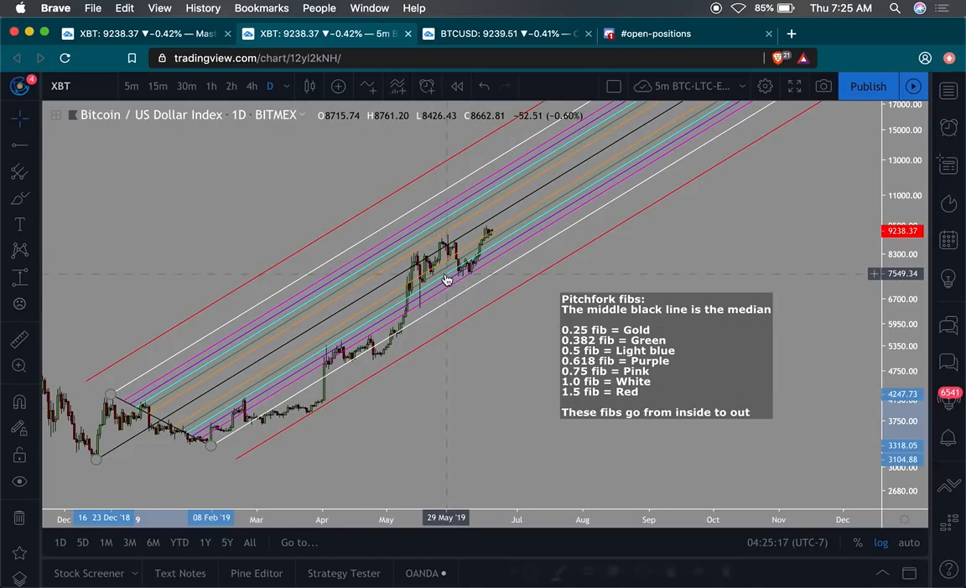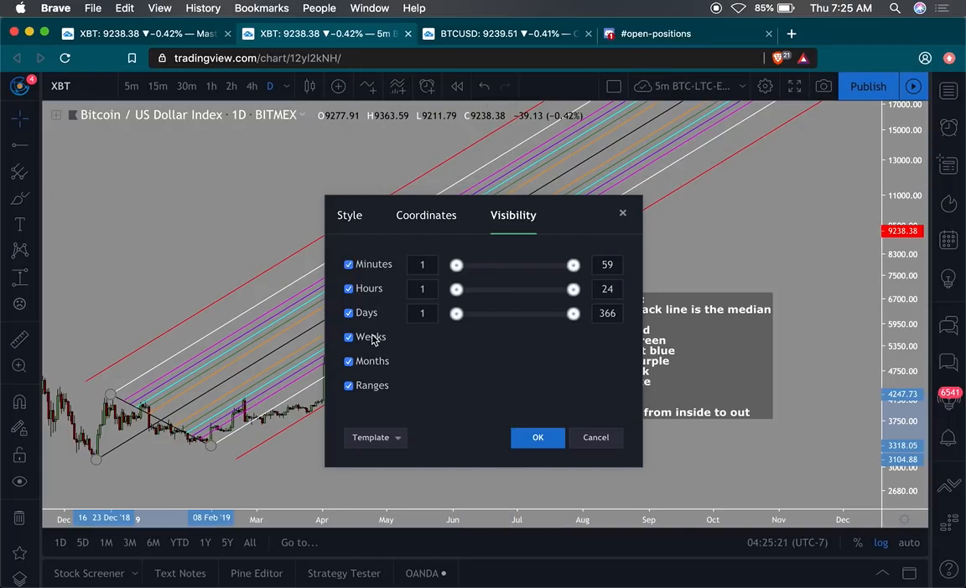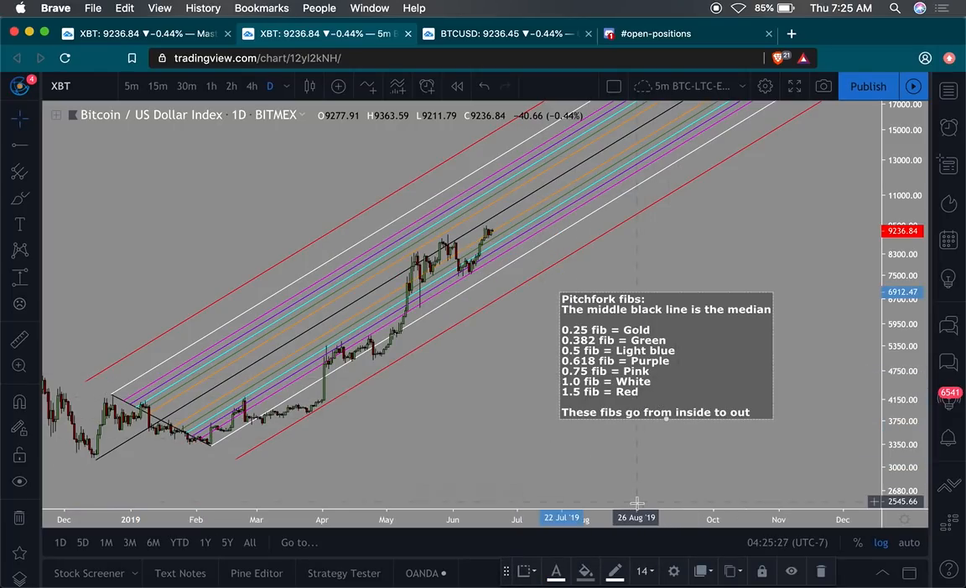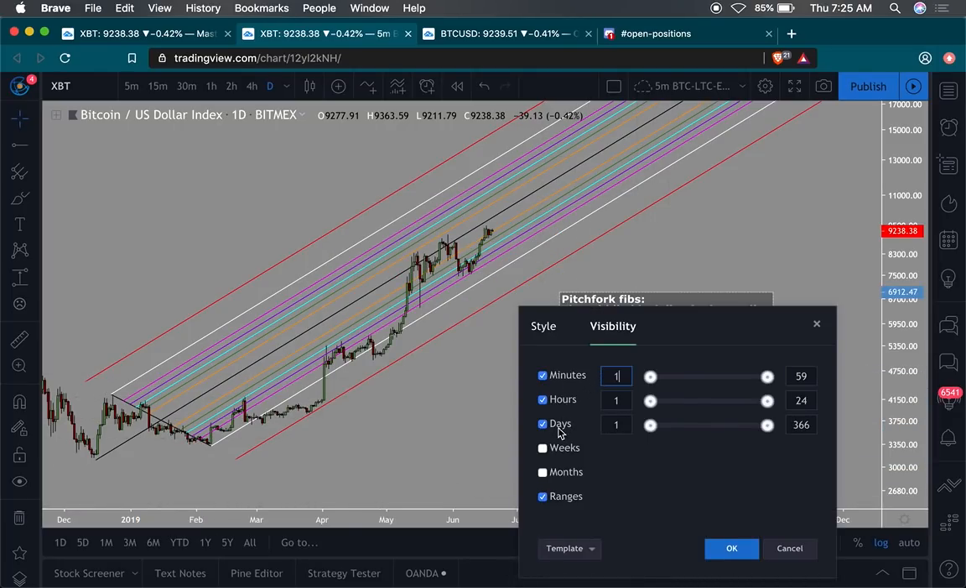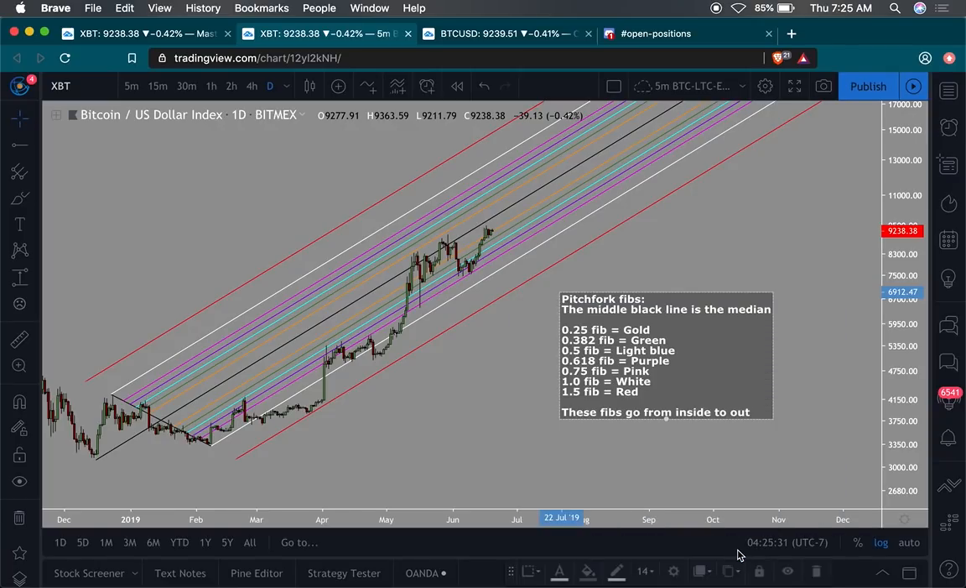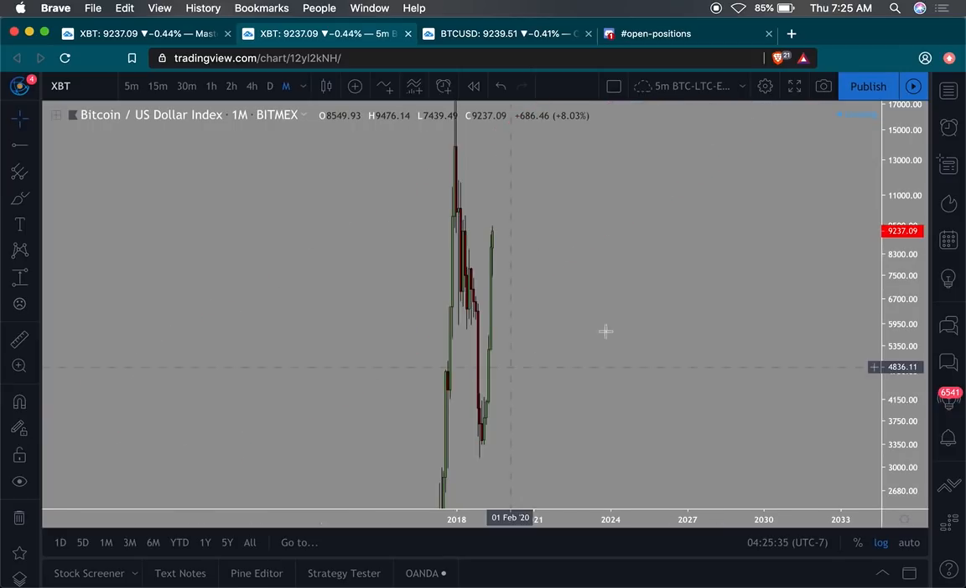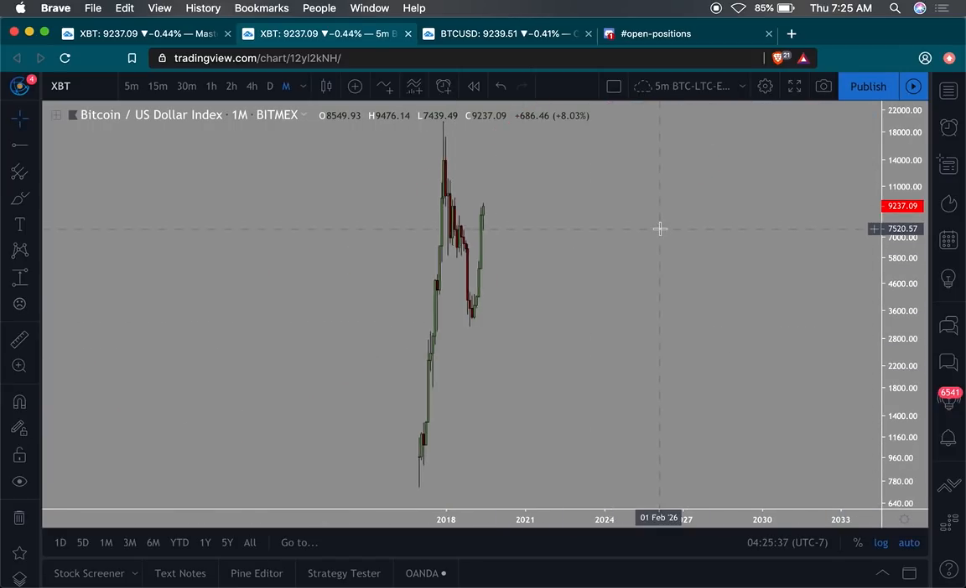All right, so another thing that I'm going to do is this. Okay, so let's do this. I'm going to take this away from the weeks and the months, and we're going to draw the same pitchfork on the monthly time scale, and it's going to be a bigger pitchfork. All right, and you can see it live in action how I draw it.